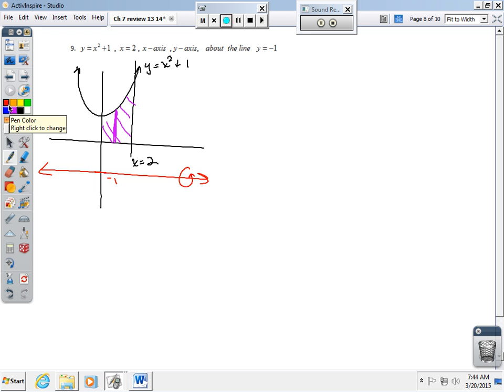Alright, so we're going to find the big radius, the little radius. Big radius is top minus bottom, so that's going to be x squared plus 1 minus a -1, so that's going to be plus 1. And then the little radius is going to be the bottom, which is right here. So that's going to be 0 minus a -1, so 0 plus 1.